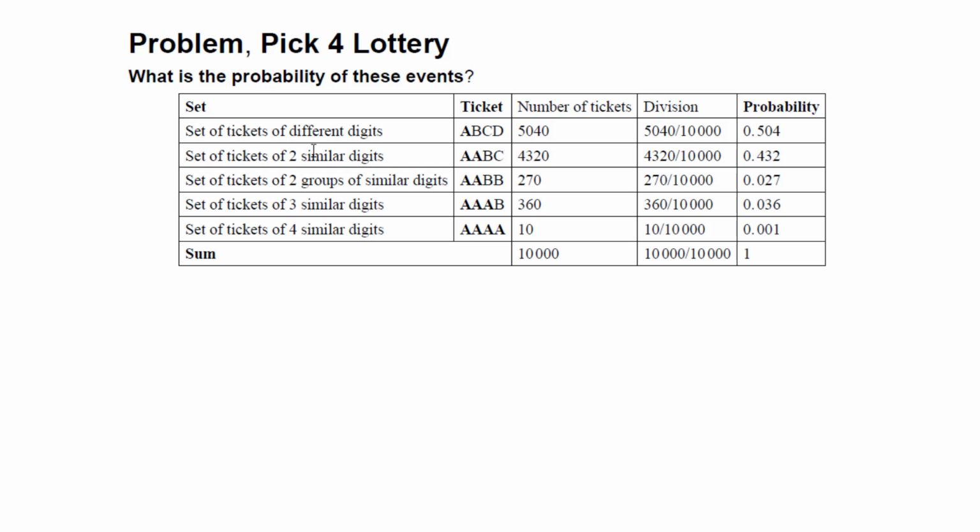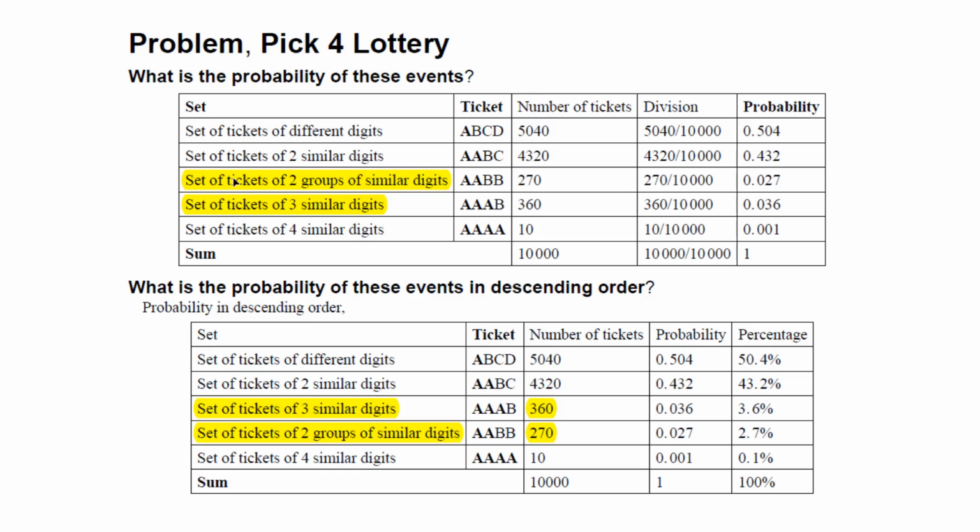Now the question is, what is the probability of these events? This is easy to be done now. We can divide the number of tickets by 10,000 and we get all corresponding probabilities here. Another question, what is the probability of these events in descending order? So we realize here that these 2 events are not in order, so we swap them and we get everything here in order. So now the last question is, what is the meaning of these probabilities?